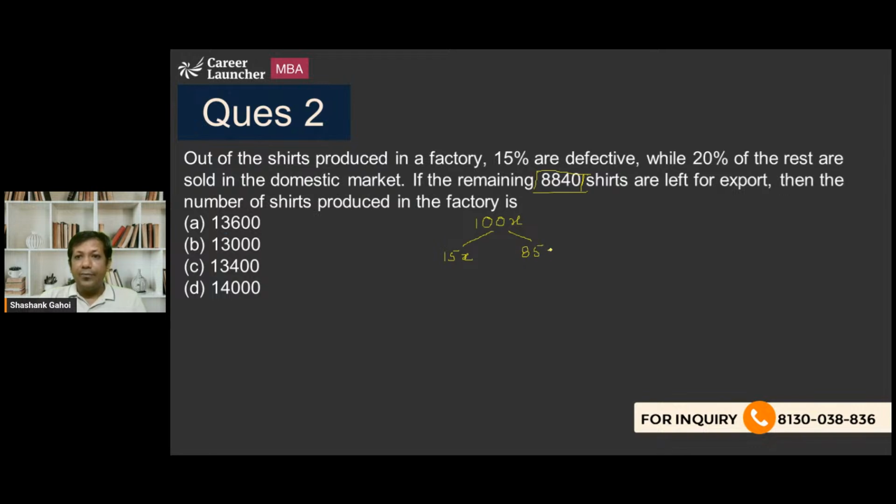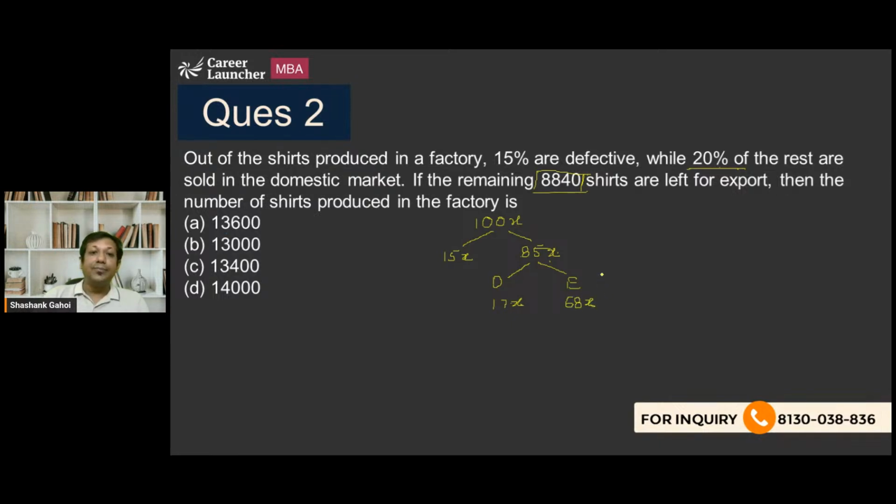Out of 85x, how many are sold in the domestic market? That is 20%, meaning 1/5. So in the domestic market, 1/5 of the rest, meaning 1/5 of 85x, is being sold. So in the domestic market, 1/5 of 85x comes out to be 17x. Okay, and how many are being exported?